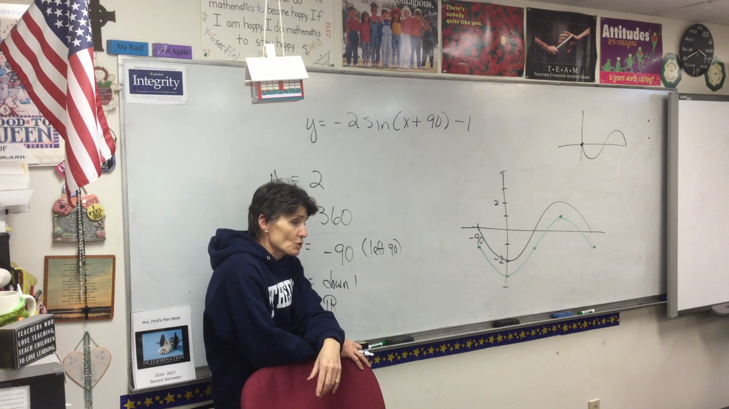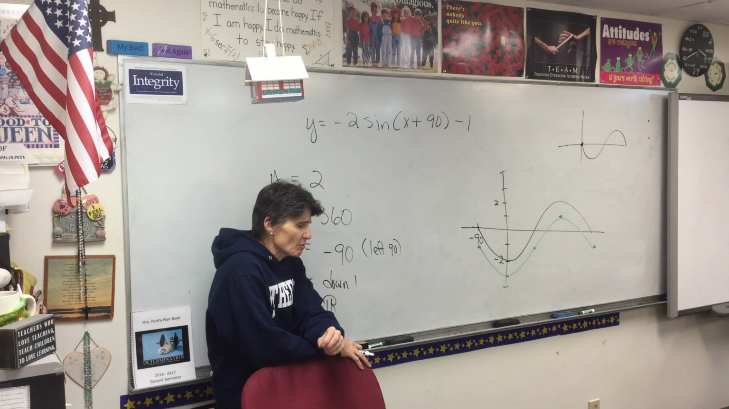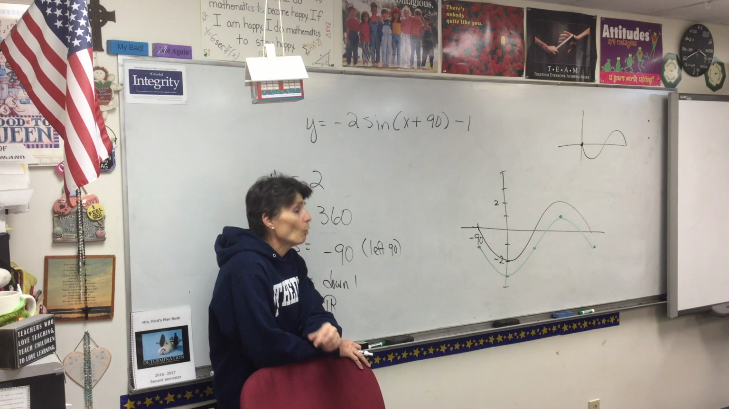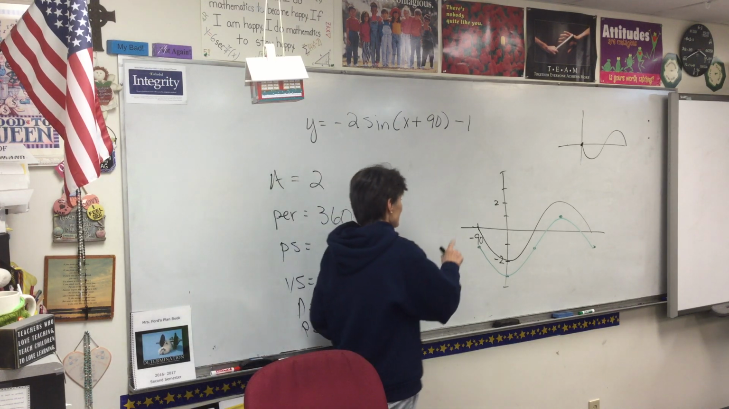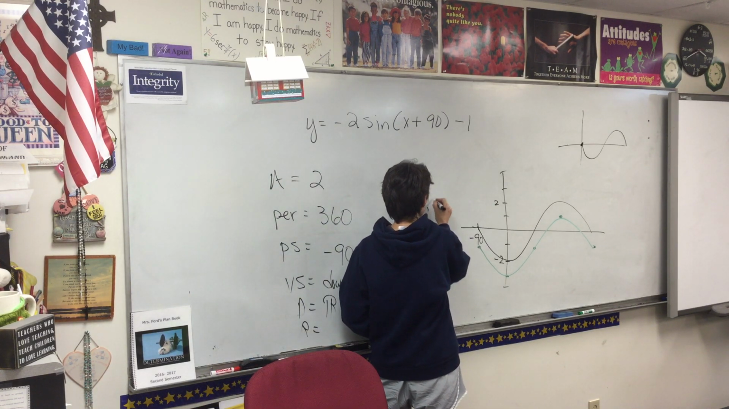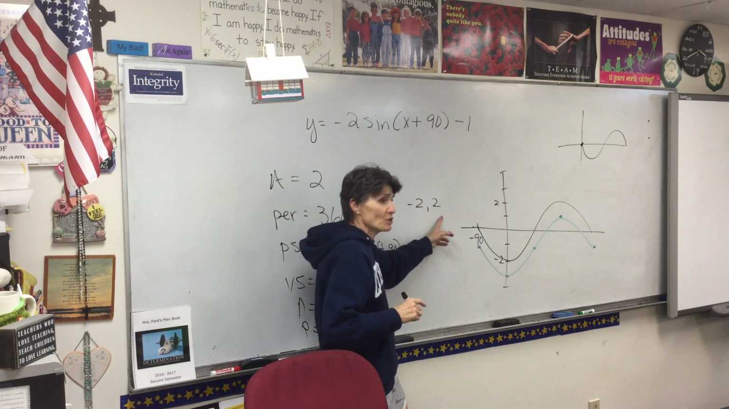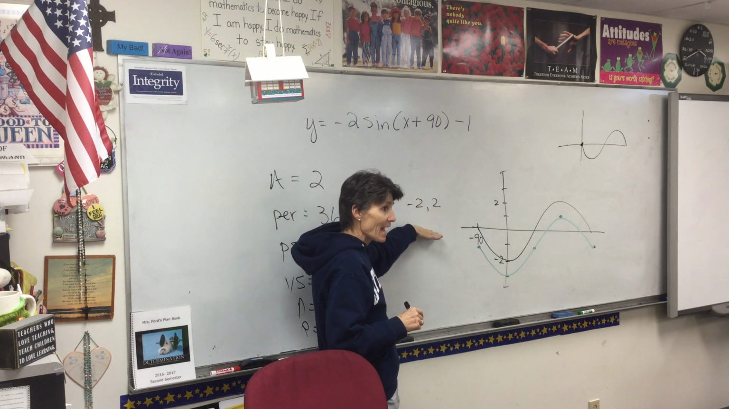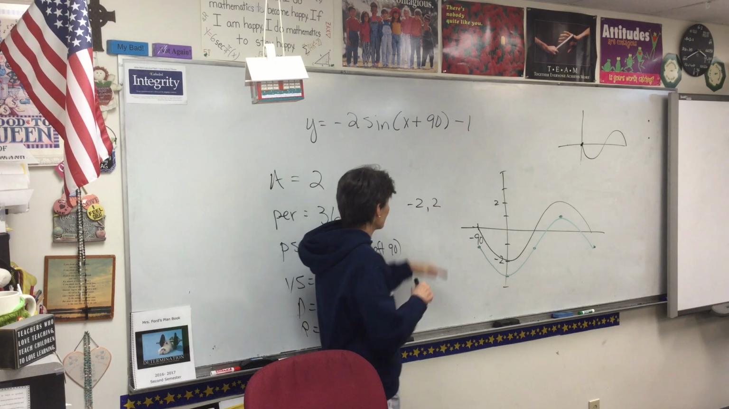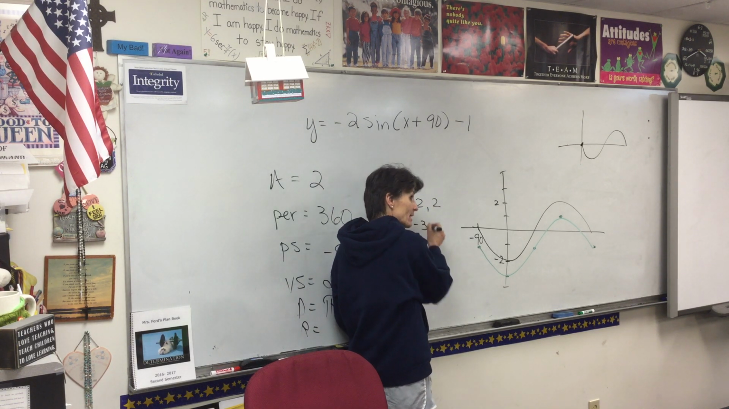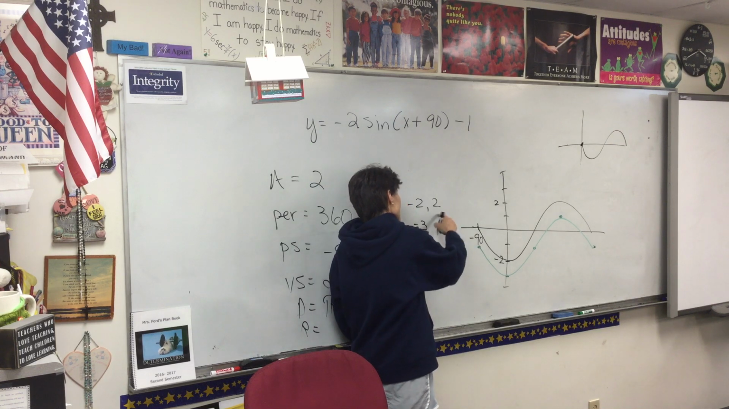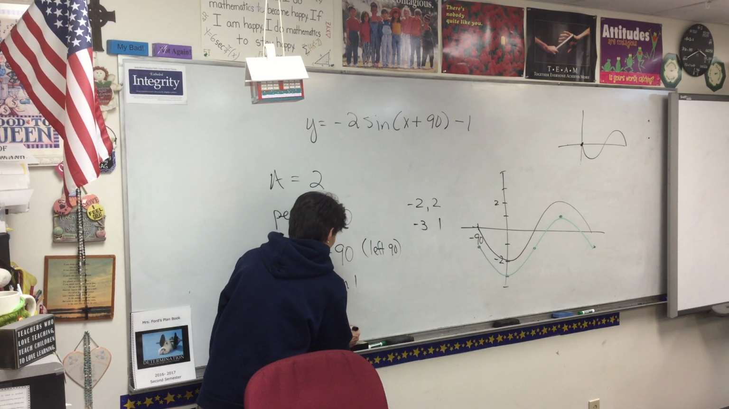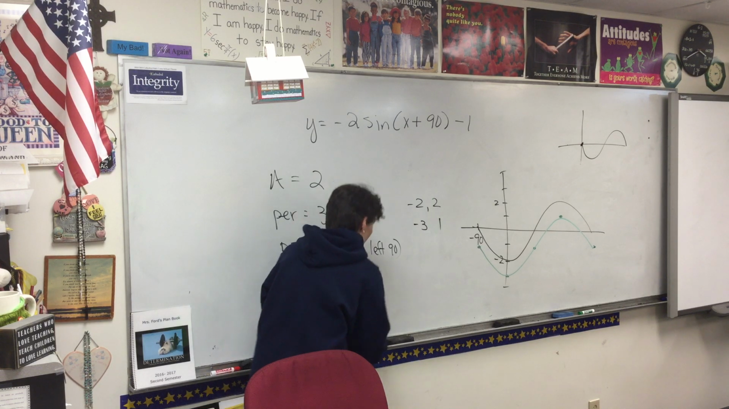Now what about the range? Look carefully. Think about the situation. When you told me the amplitude was 2, that means the thing is going from -2 to 2. But you took the whole thing and shifted it down 1. So instead of being -2, it's now -3. And instead of being 2, it's now 1. So your range is -3 to 1.